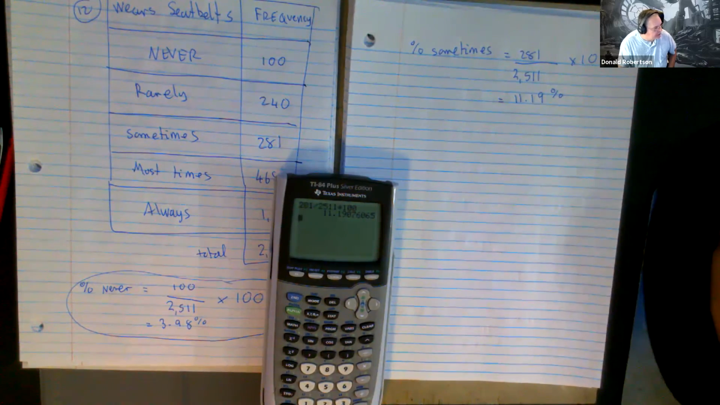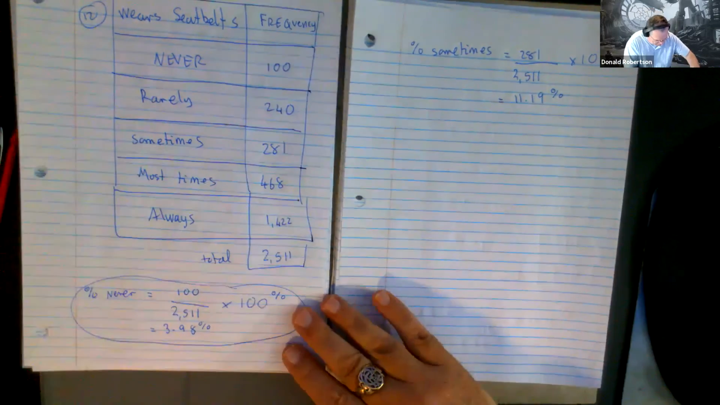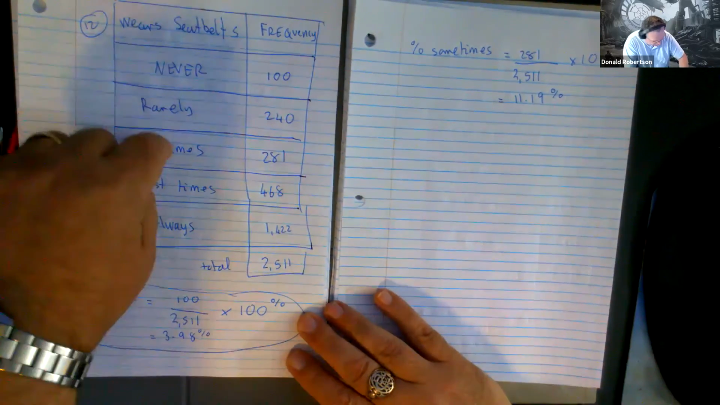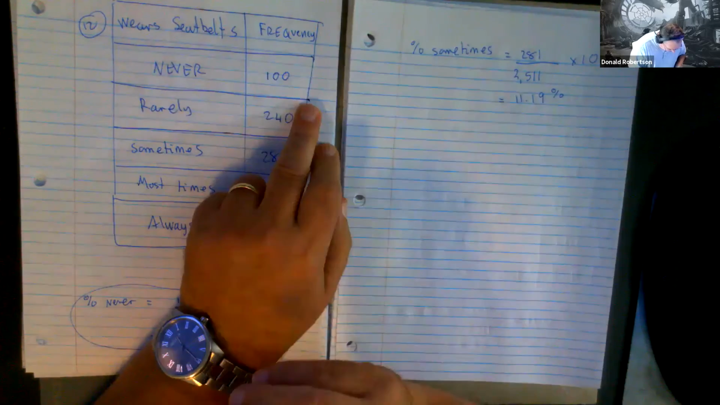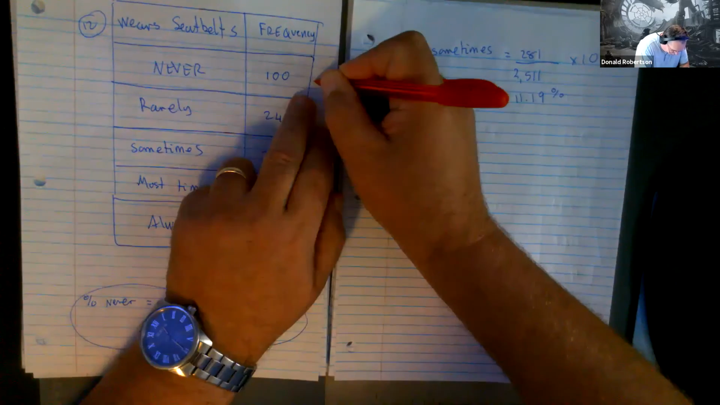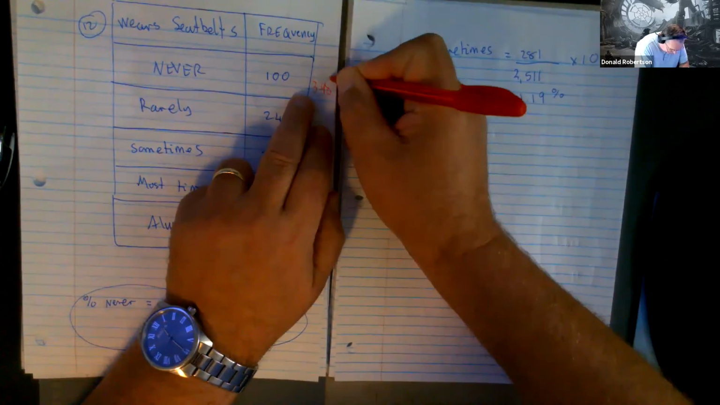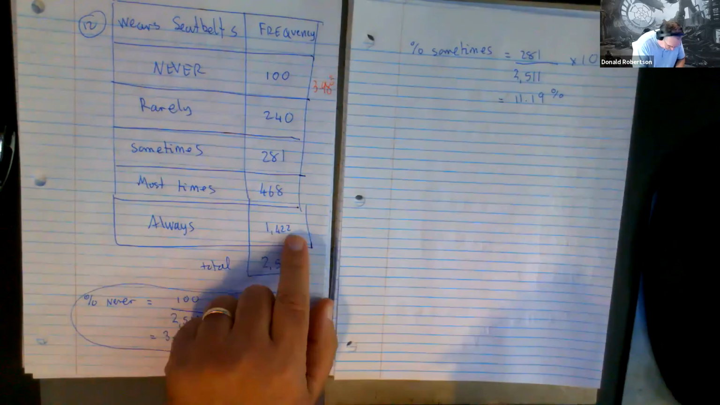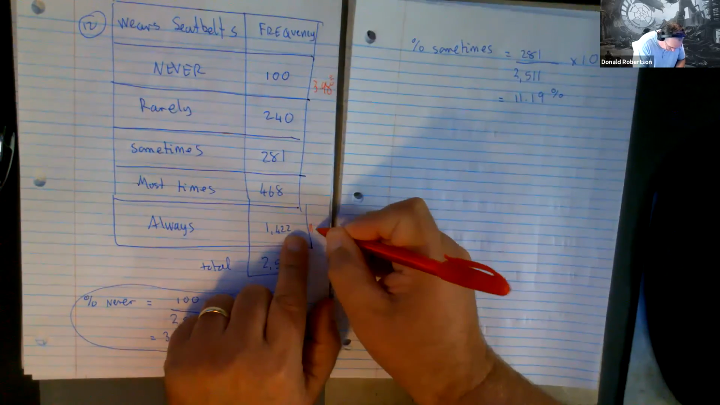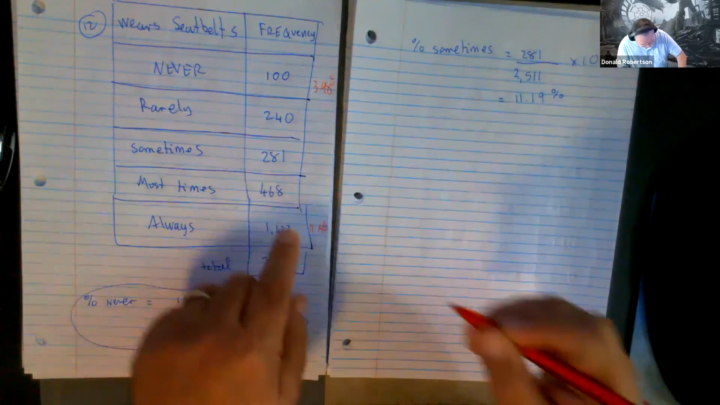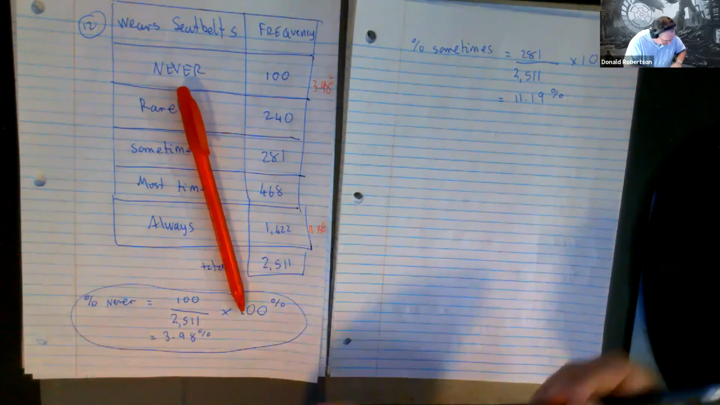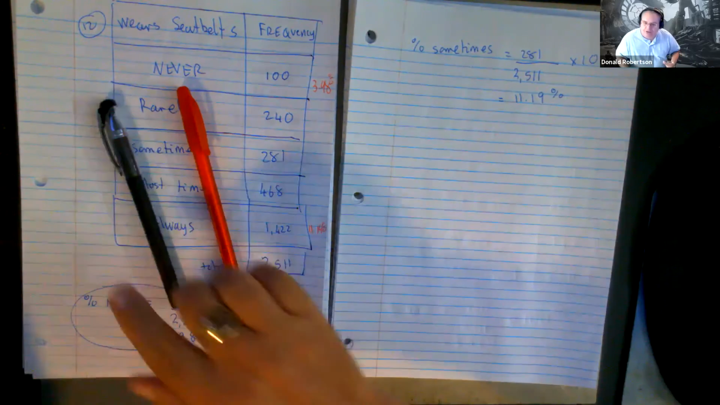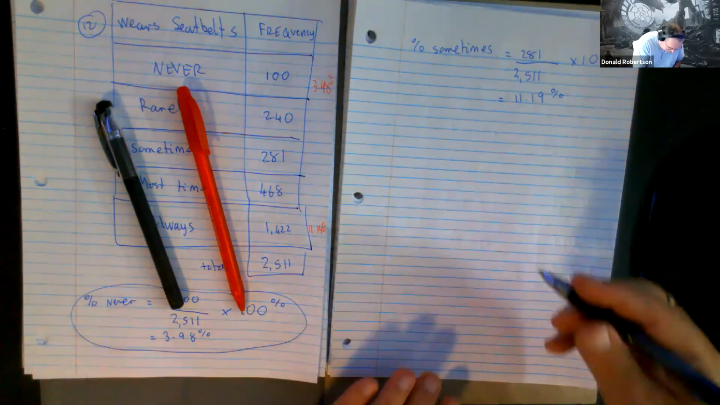Now, if you did that to every single one of these things, in other words, you've turned them into their percentages. So the never was 3.98%, and the always was 11.19%. And you can imagine I did it for the other three as well. What you could then create would be a visual, a picture to show the same kind of data.